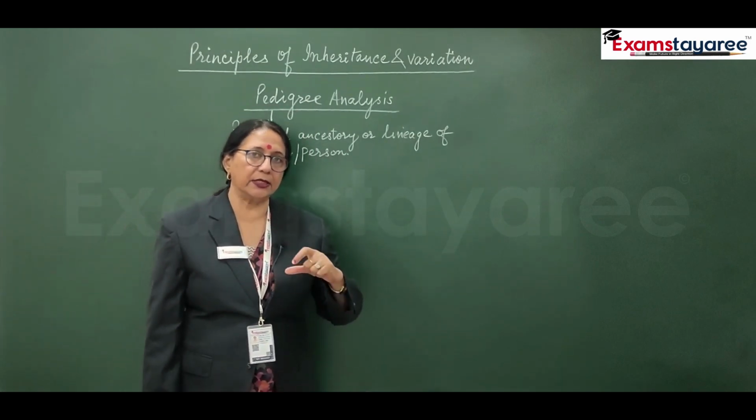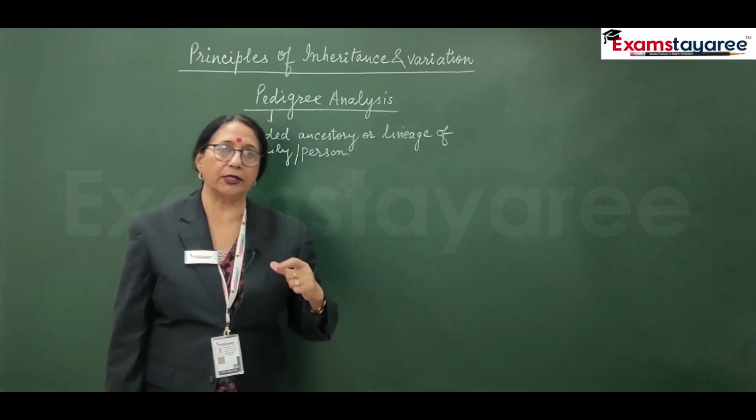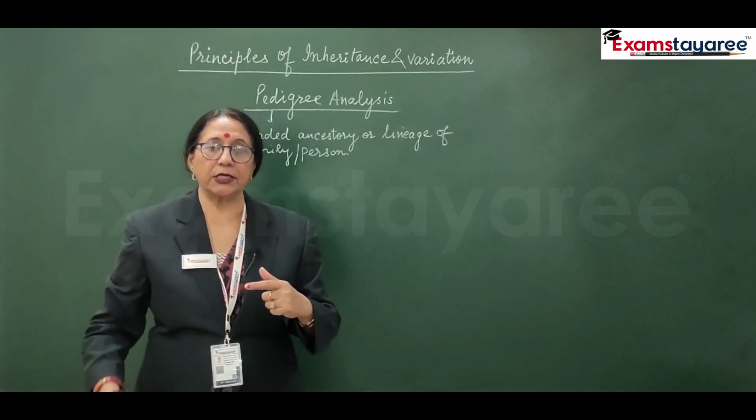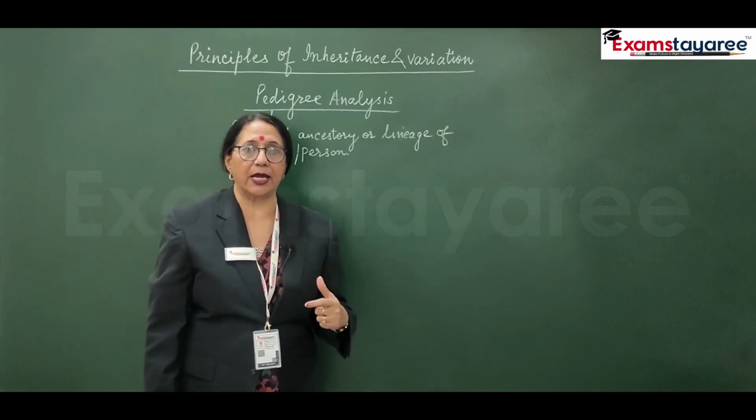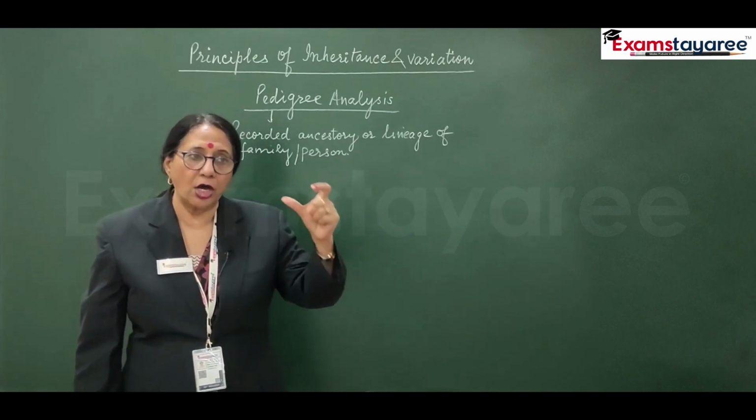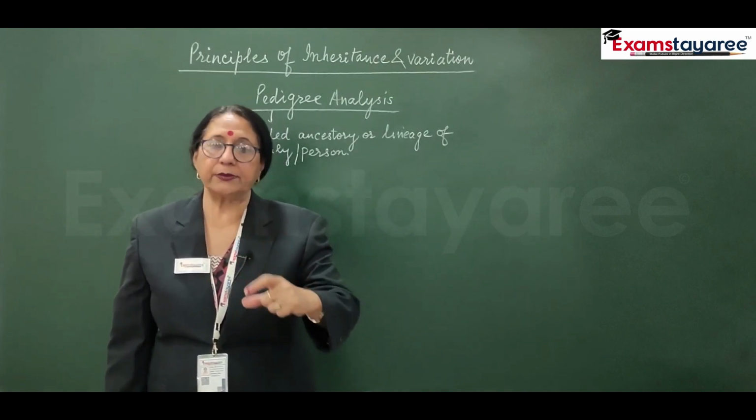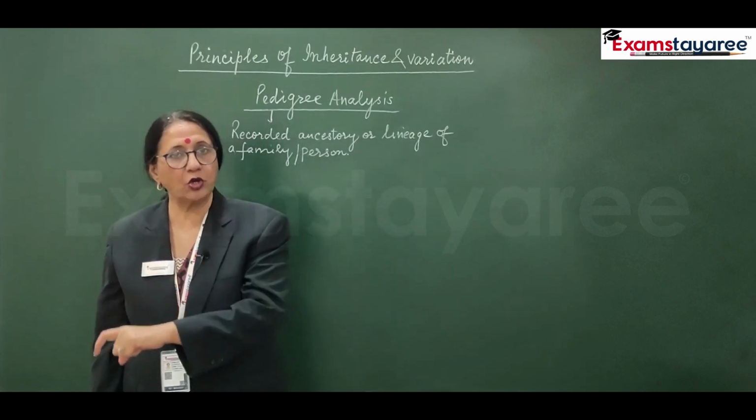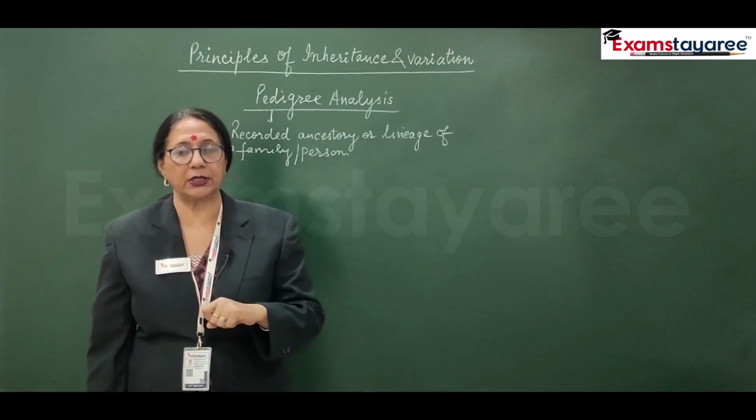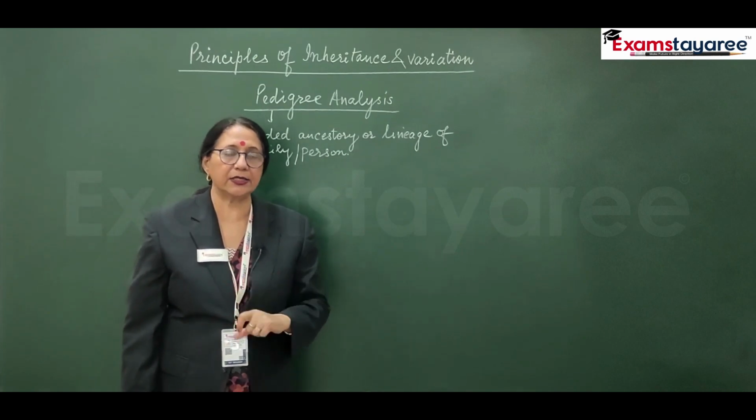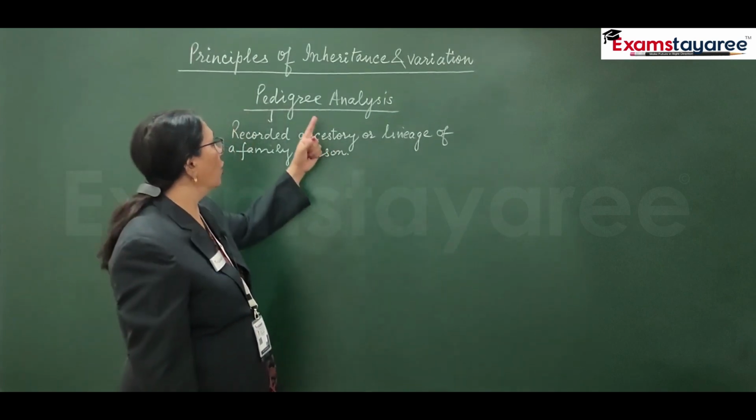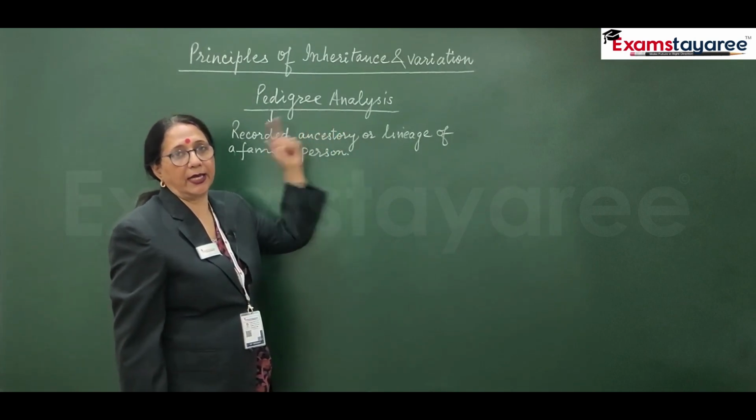Suppose there is a disease or a disorder or a trait which is coming from one generation to the next to the next. So how to understand how many generations back it has been going on, how it is passed on in males or females, and in how many children in every generation it can be passed on? We can do this analysis by an alternative method known as pedigree analysis.